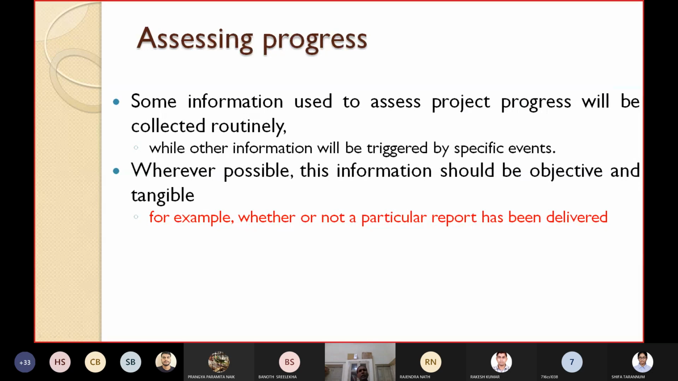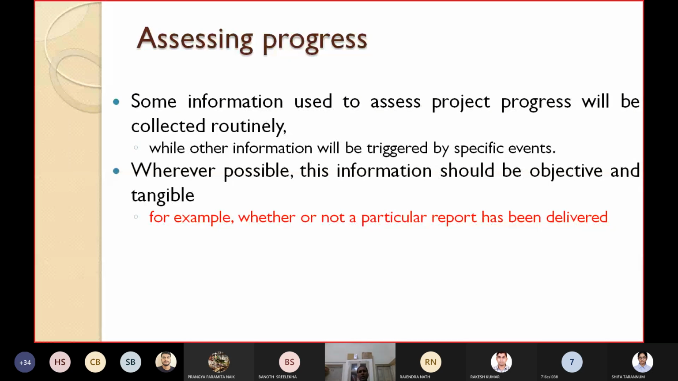Then the next topic we will see is assessing the progress. How can we assess the progress of a project? Some information used to assess the progress of the project will be collected routinely, isn't it? Some types of information you have to collect routinely, like what is the work done today, how many documents they have prepared, what was the intermediate product, the number of transactions, how many outputs, how many records are produced today, like this.